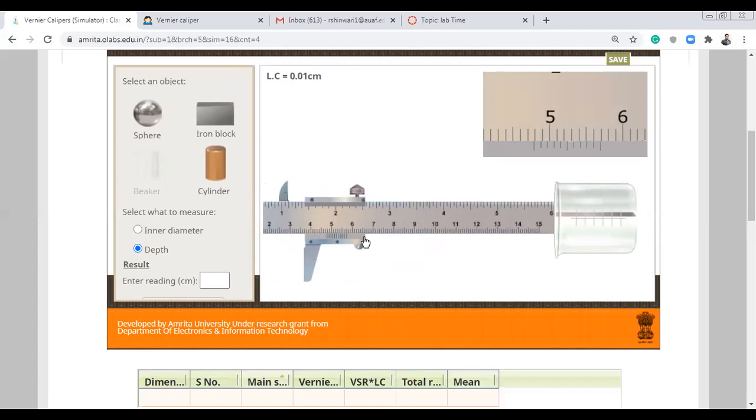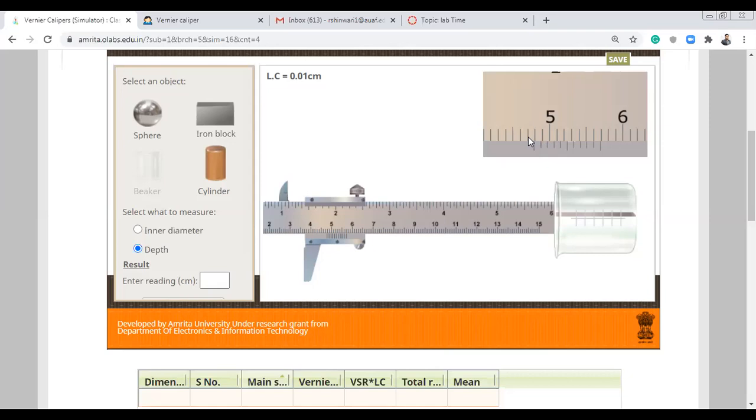What is the main scale measurement? The main scale measurement you can see here, after 4. We have here 0. Correct? So we have 4. After 4 we have, let's suppose, 4.8, 4.9. Yes, you can see. This one is 7. So write down 4.7. 4.7 centimeter is the main scale reading.